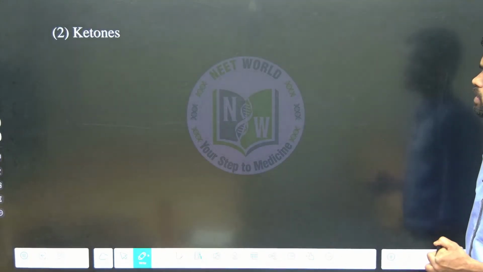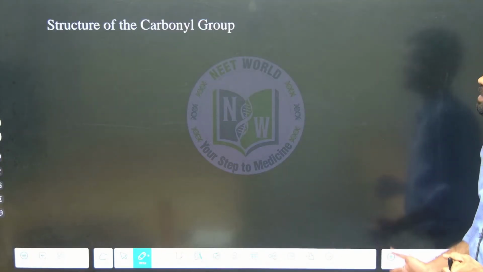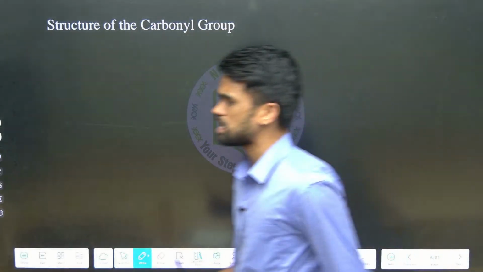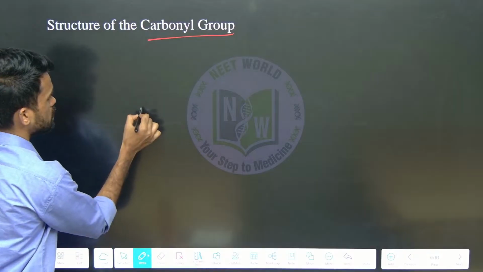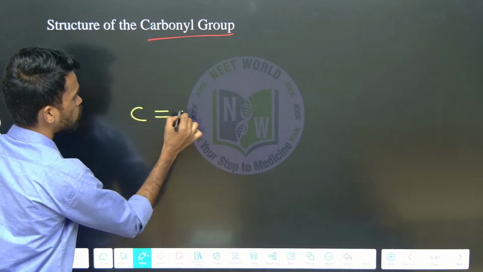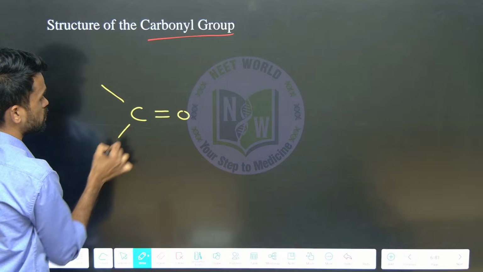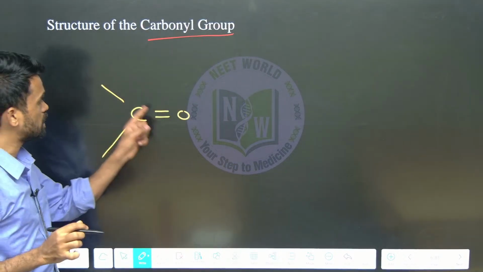Right. So next, ketones are also over. The next thing: let us understand the structure of the carbonyl group. The carbonyl group will be like C double bond O and two other bonds. We know carbon valence is 4, so there are 4 bonds.